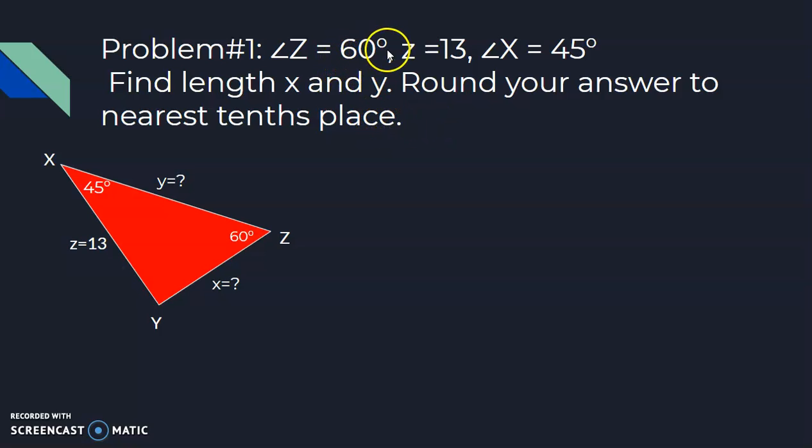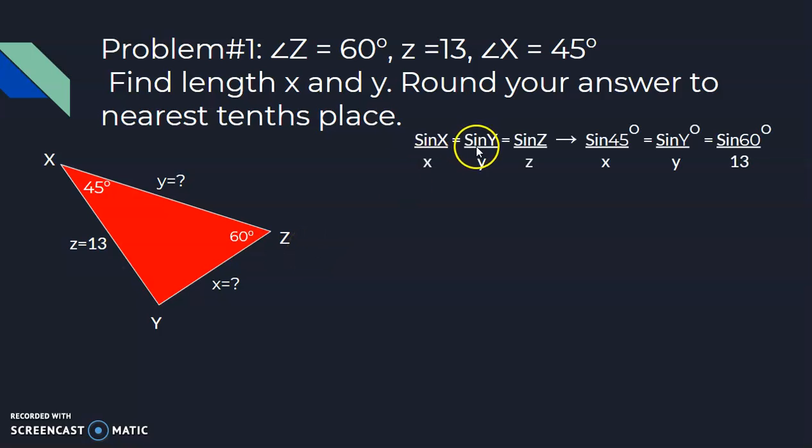So with the given information that angle Z is 60, angle X is 45, and side z is equal to 13, we have to find what x and y are. So we have to create a proportion, which is the law of sines, right here: sine of X over x is equal to sine of Y over y is equal to sine of Z over z. Now I plug in the information given to me, which is the angles X and Z. Angle X was 45, sine of Y it did not give to us, so we will have to find it next, and then sine of 60, which was angle Z.